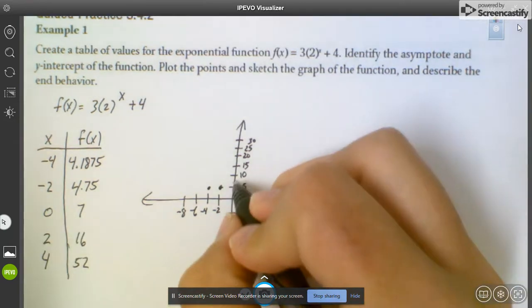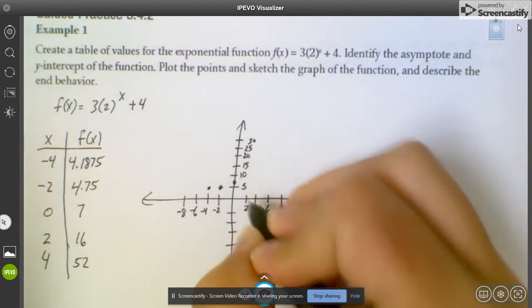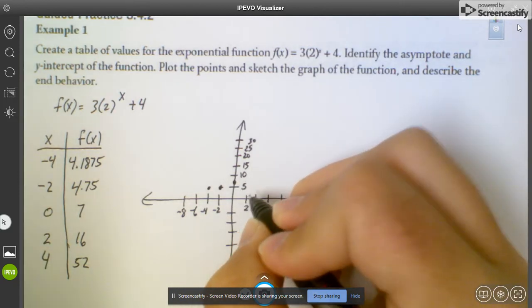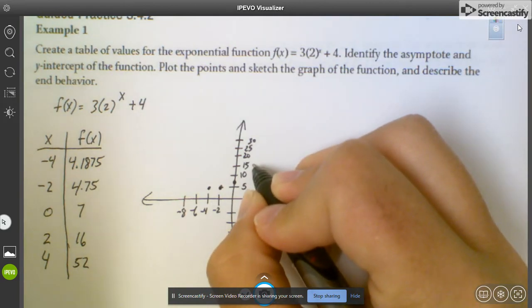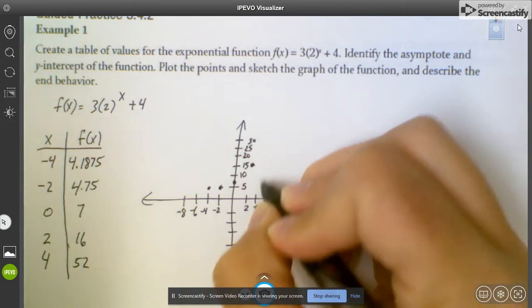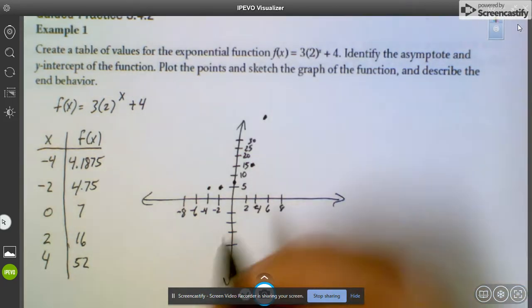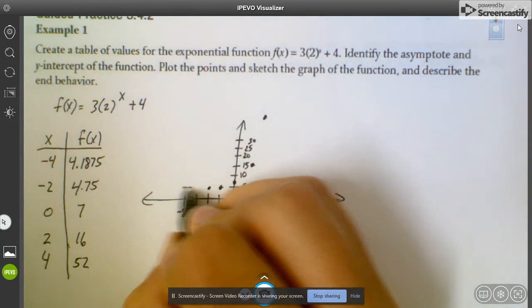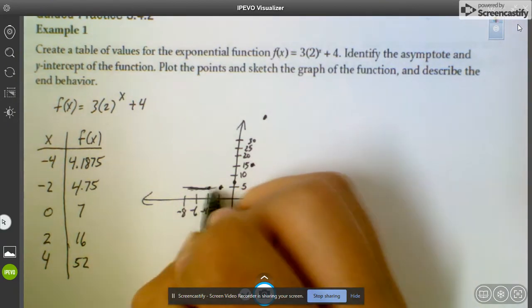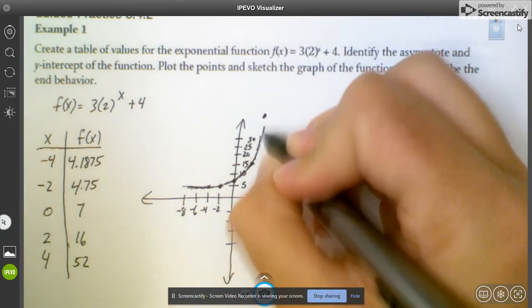Then at 0, I'm at 7, so that's roughly here. At 2, I'm at 16. And then at 4, I am at 52, which is way up here somewhere. And you can just kind of estimate it like I'm doing if you're just sketching. Now, if you're using grid paper and you want to show the whole thing, feel free.